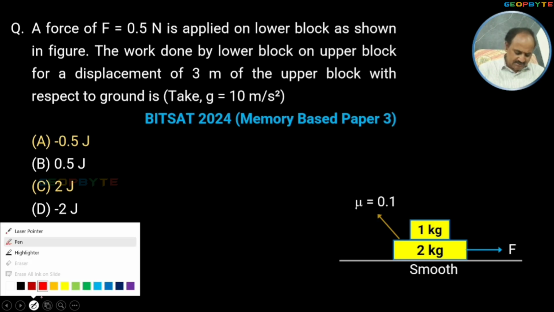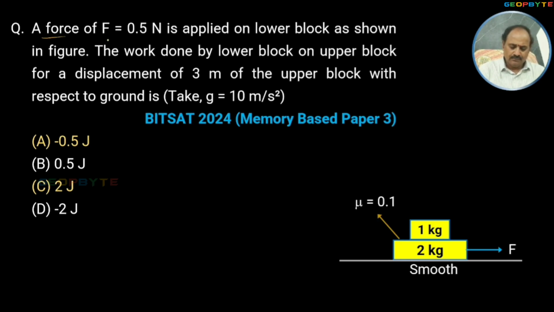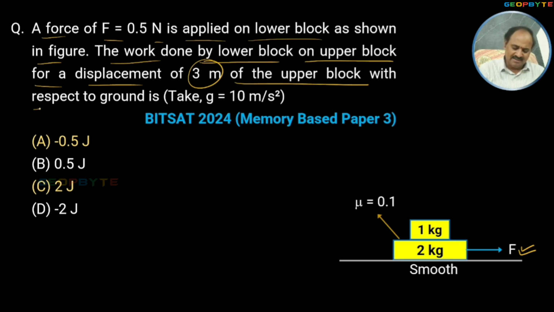The question is asking like this. A force of F equal to 0.5 newtons is applied on the lower block as shown in the figure. The lower block has a mass of 2 kg and the upper block 1 kg. The upper block has a displacement of 3 meters with respect to the ground. Then what is the work done by the lower block on the upper block?